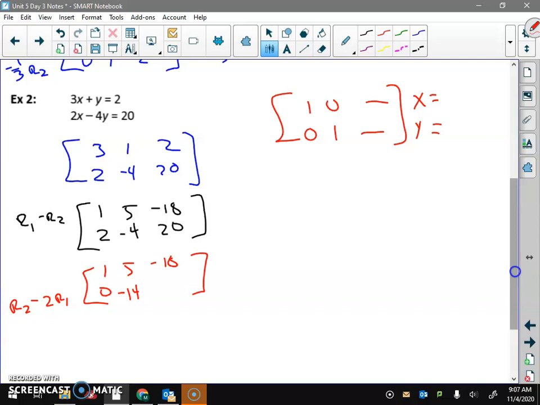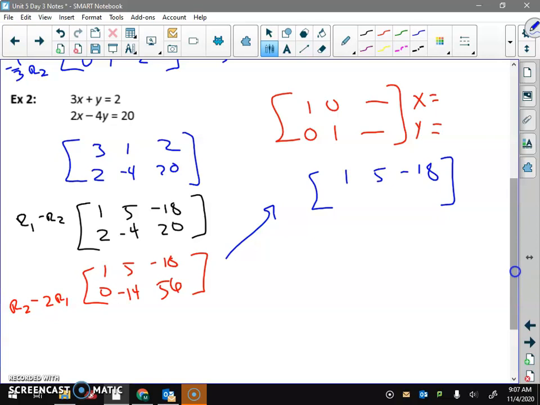18 to 36. Oh, pardon me. Minus 2 times negative 18 is 20 plus 36, which is 56. Got it. All right, I have my 0. So now I'm going to turn that negative 14 into a 1. 1, 5, negative 18. How am I going to do that?